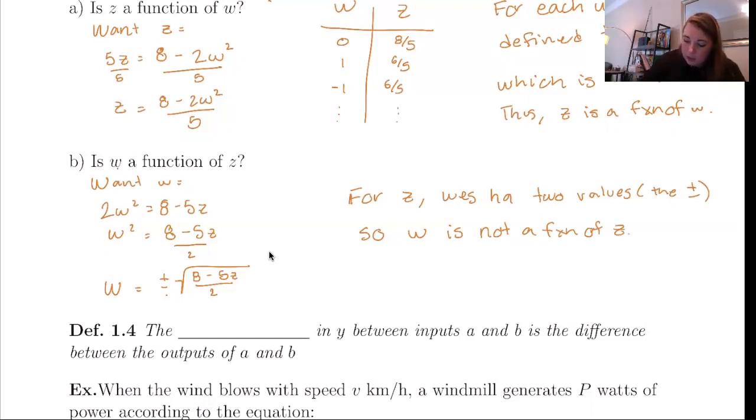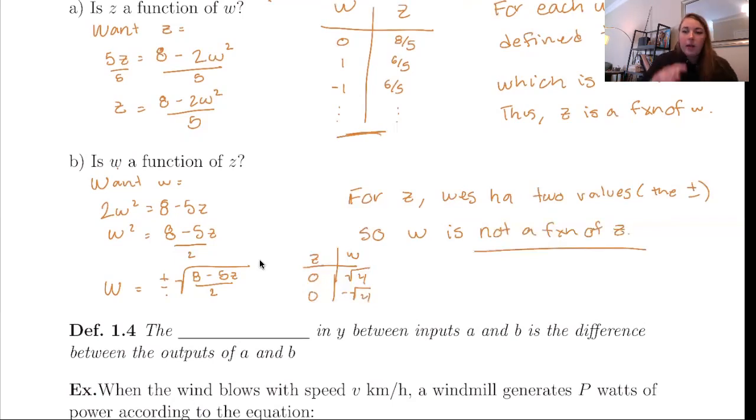If I were to draw something similar to this, I would plug in 0 and I would get, oh, when Z is 0, W would equal the square root of 4 and the negative square root of 4. So 2 and negative 2. So not a function of Z. Okay? So if that plus or minus is there, it cannot be a function.